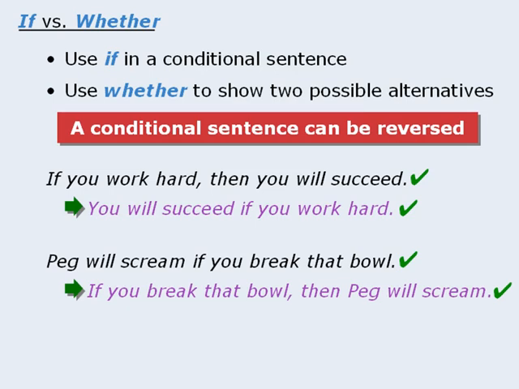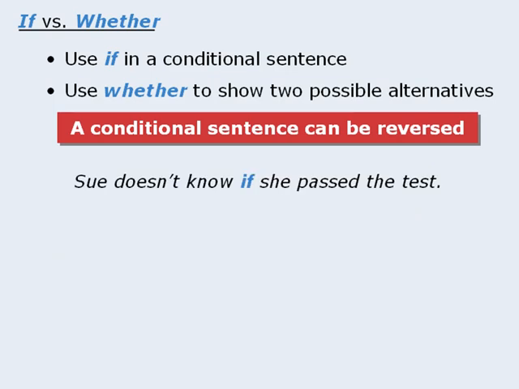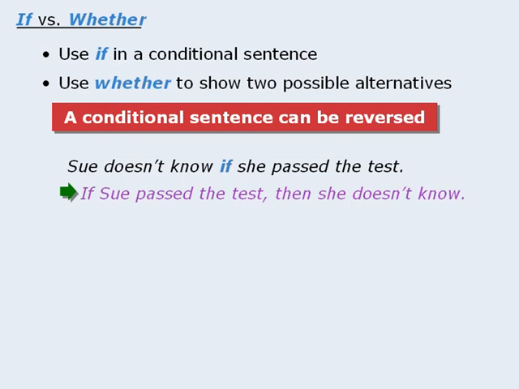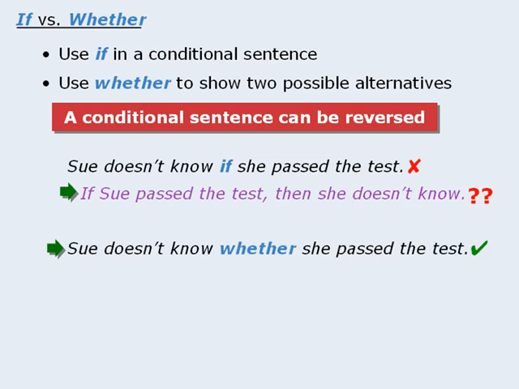This is a useful feature of conditional sentences because it will help us determine whether to use if or whether in a sentence. To show how, let's take the sentence, Sue doesn't know if she passed the test. Notice that the word if here suggests that this is a conditional sentence. Now, if this were a true conditional sentence, then reversing the order here should create a sentence that expresses the same message. However, when we reverse this sentence, we get, if Sue passed the test, then she doesn't know. This, of course, makes no sense. As such, we know that the original sentence is not correct. To fix this sentence, we can write, Sue doesn't know whether she passed the test.